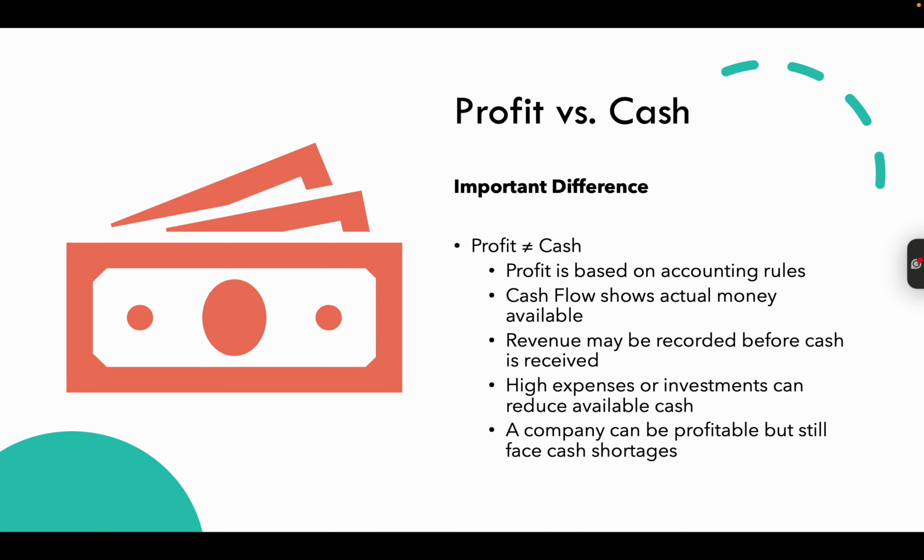One of the most important things to understand is that profit is not the same as cash. Profit is calculated using accounting rules, which may include revenue that hasn't been received yet. On the other hand, free cash flow shows the actual cash available. A company can report high profits but still have little cash, even if it hasn't collected payments or has spent heavily on investments. That's why free cash flow gives a more realistic picture of financial health.